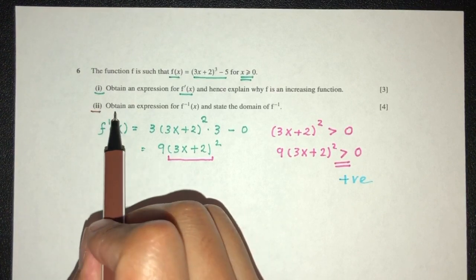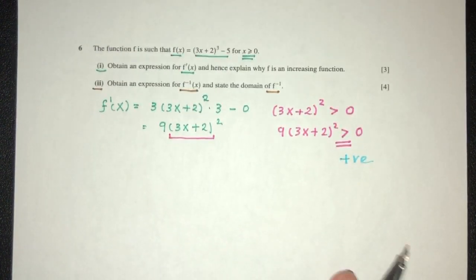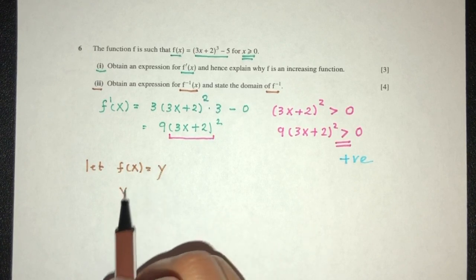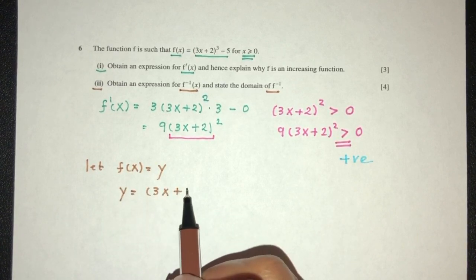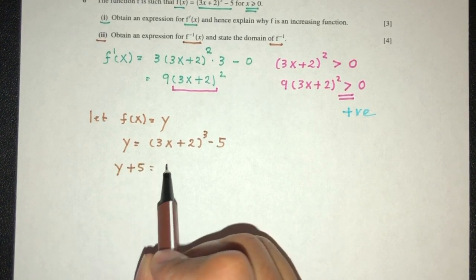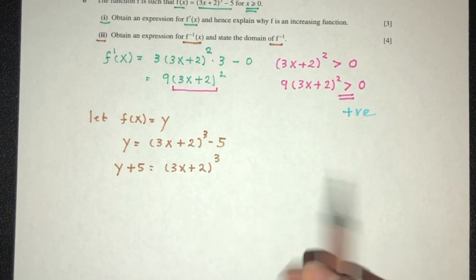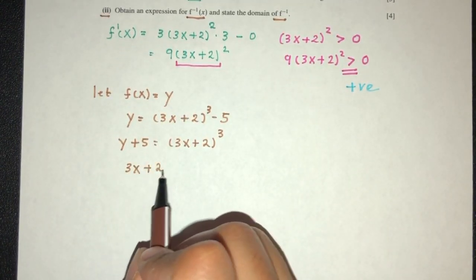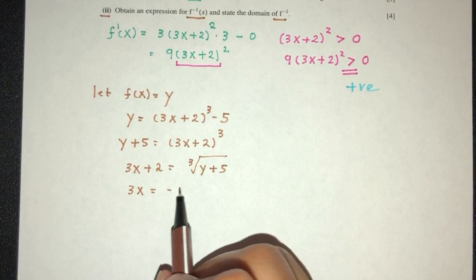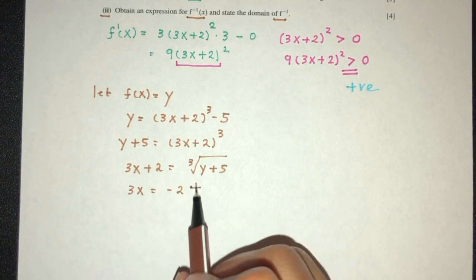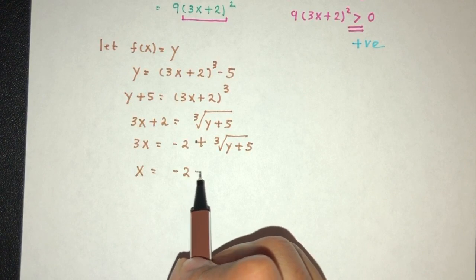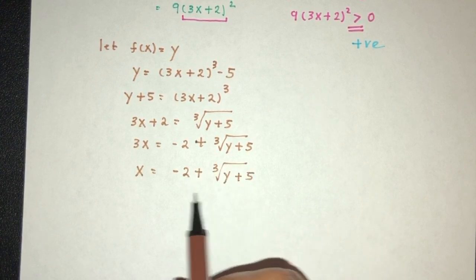Now part 2, obtain an expression for f inverse of x and state the domain of f inverse. So step by step, let f of x be y. So y right now is 3 plus 2 cube minus 5, right? So we have y plus 5 is equal to 3x plus 2, all cubed. So 3x plus 2 has to be the cubic root of y plus 5. Then 3x equals minus 2 plus the cubic root of y plus 5. So finally x has to be minus 2 plus the cubic root of y plus 5, divided by 3.